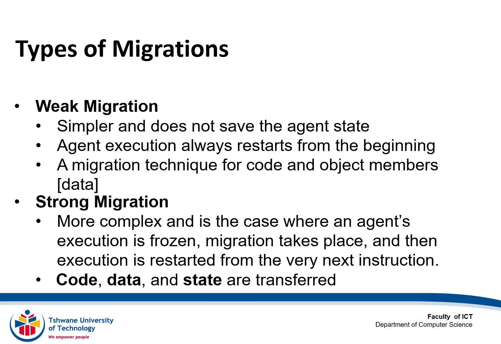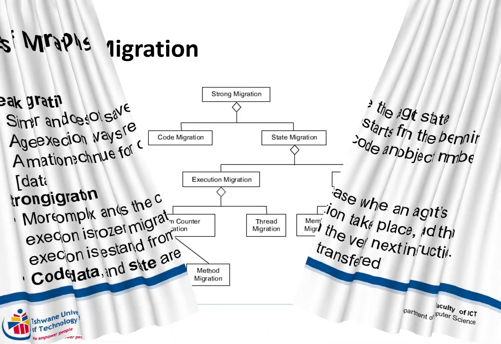Whereas with strong migration, you add the third element. It's more complex because you will need to save the state, and to do that, you need to freeze the current execution. You migrate, and then you can restart the execution with the next instruction that you were due to execute before the freezing on the new side. And for that to happen, you need the code, the data as well as the state. So strong migration adds the state, in contrast to weak migration effectively.